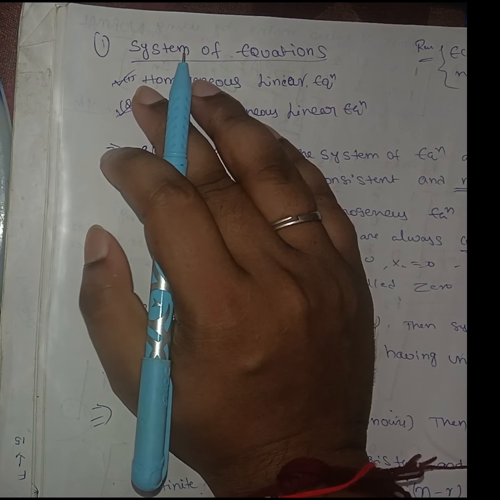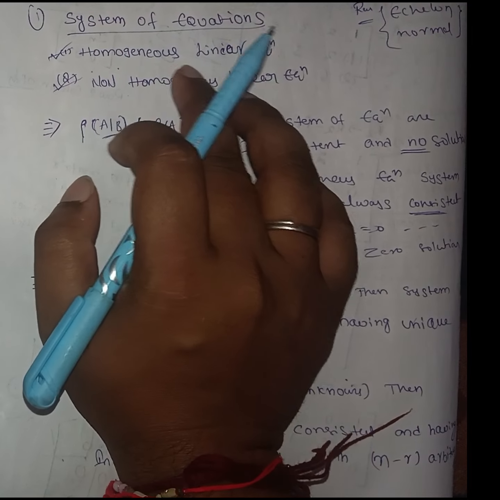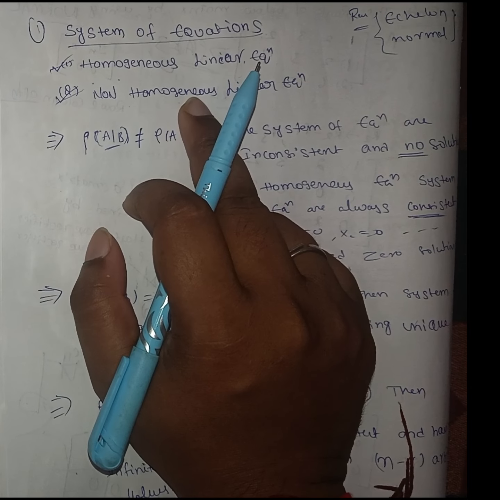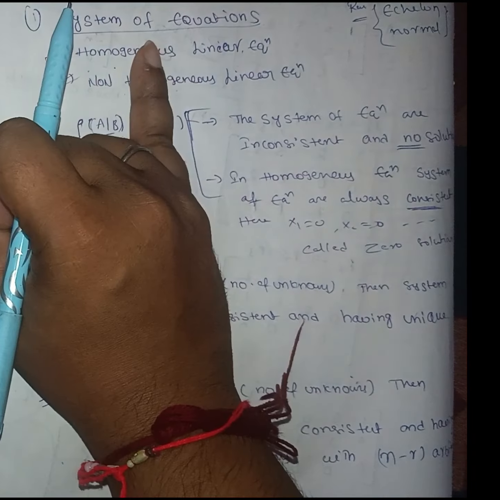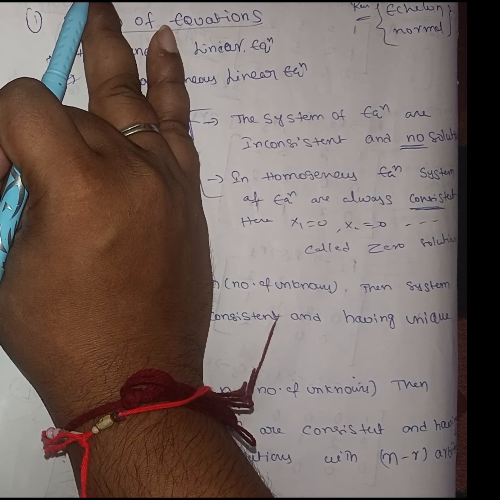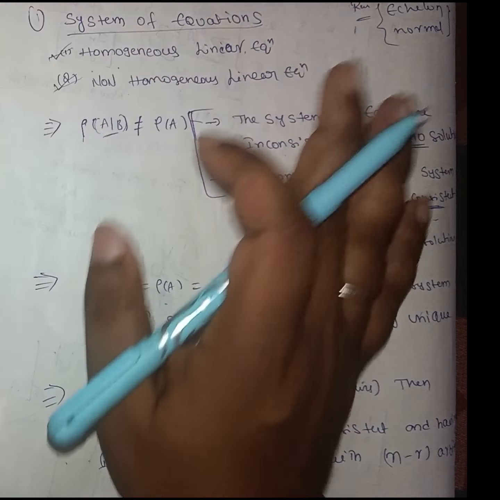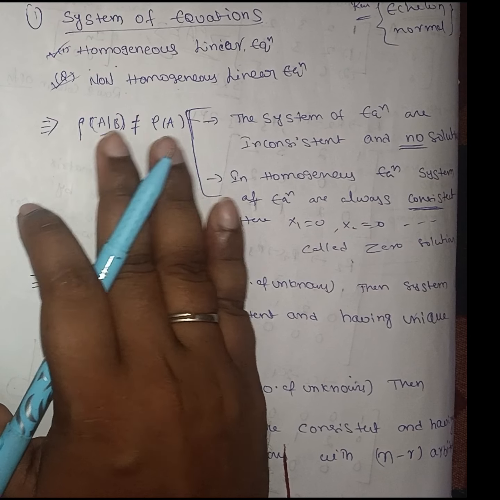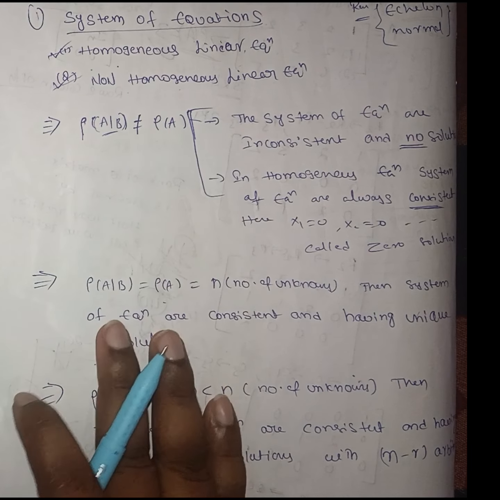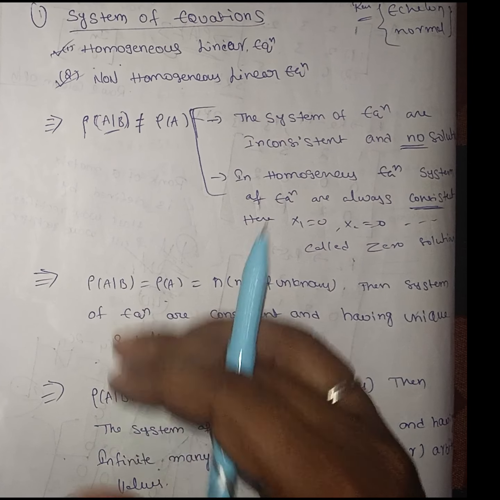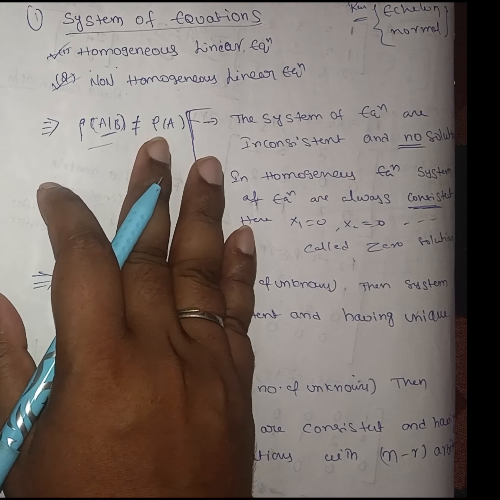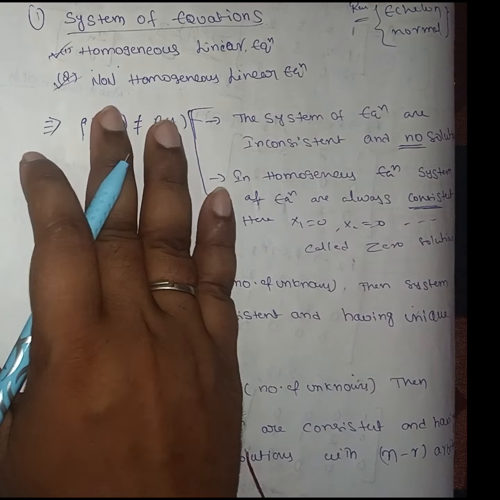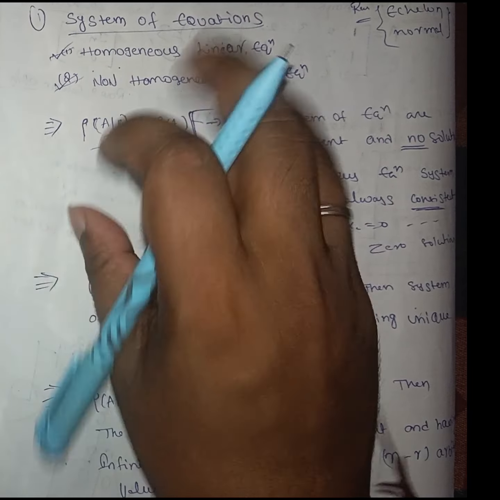Okay, in previous videos we have covered the concept of homogeneous linear equations and non-homogeneous linear equations. In this video I'll tell you what is consistent and what is inconsistent, and the types of solutions. If the rank of the augmented matrix is equal to the rank of the coefficient matrix, then there are two types of solutions. If the rank of the augmented matrix is not equal to the rank of the coefficient matrix, the system of equations is said to be inconsistent. There exists no solution.